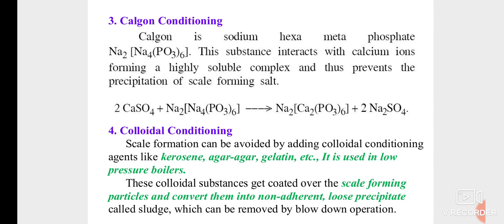Then colloidal conditioning. Colloidal conditioning is another suitable method for internal treatment. The scale formation can be avoided by adding colloidal conditioning agents like kerosene, agar-agar, gelatin, etc. It is used in low pressure boilers.